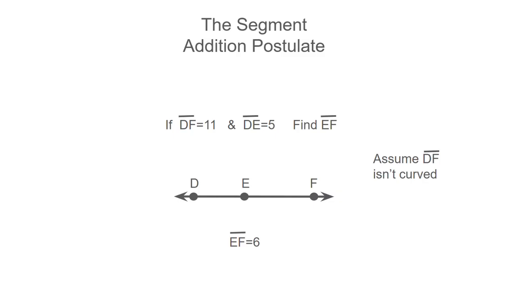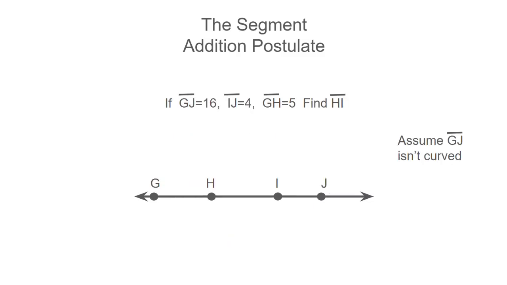These types of problems won't always just be one step though, so let's take a look at one that isn't. Here, we are given a whole and two parts, and tasked with finding the final part. First, you should always label everything you're given. We can see that we want to remove the two side parts by subtracting, so 16 minus 4, which is 12, and then 12 minus 5, which is 7, and that's our answer.